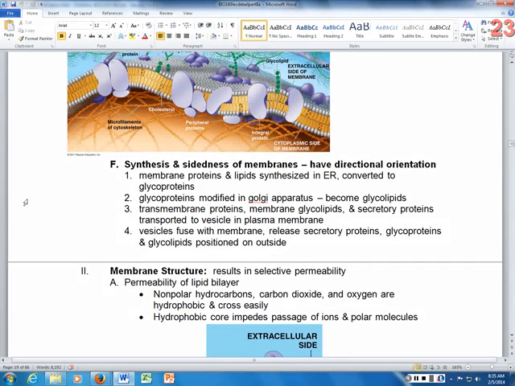So synthesis and sidedness of membranes. Membranes have a directional orientation. You can't just flip it around and go, well, the other side is just as good. They're synthesized in the endoplasmic reticulum and then get converted to these glycoproteins. So if you put the glycoprotein on the wrong side, it's not going to act the same. They get modified in the Golgi apparatus, which we know has a cis and trans face and an inside and an outside.